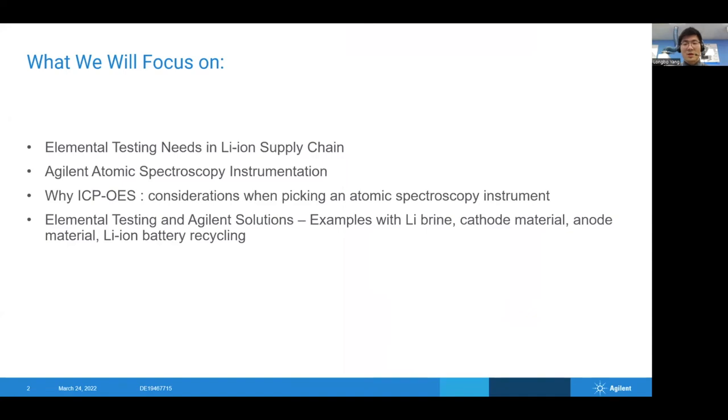Just an overview of the topics we will be covering today. I will be very briefly going over the elemental testing needs for lithium-ion battery materials, and then I'm going to switch to the instrumentation side and talk about the considerations when it comes to picking an atomic spectroscopy instrument for your analysis, and why we choose ICP OES for these applications. I will then show you some real-world examples with lithium brines, cathode, anode materials, and touch upon recycling a little bit also.